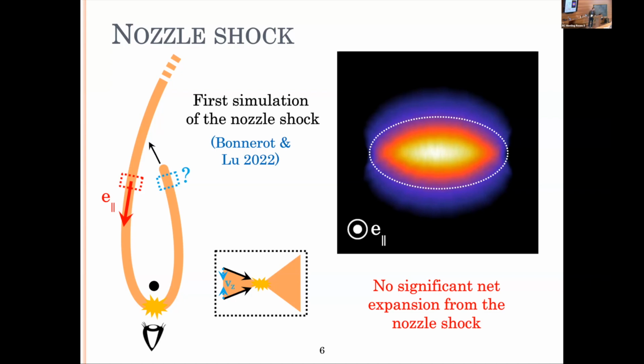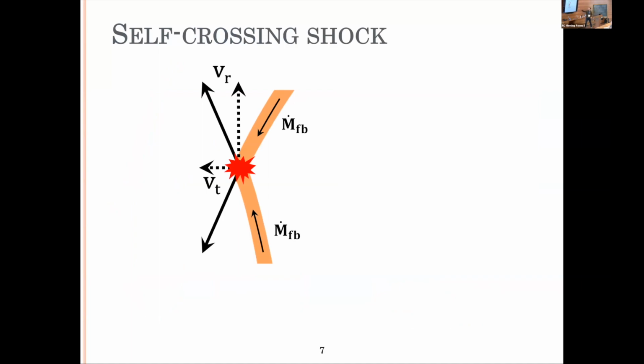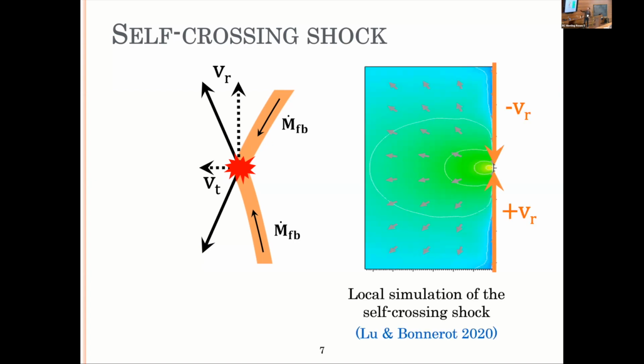All right, so the next step is to understand what happens to the crossing between these two streams. I think I'll go pretty quickly on this. Basically, we did this simulation in the co-moving frame that moves at the common tangential speed of the two streams. In that frame, the two streams are colliding head-on with a velocity equal to the radial velocity. The orange arrows here show this, and we find that this kinetic energy gets dissipated.